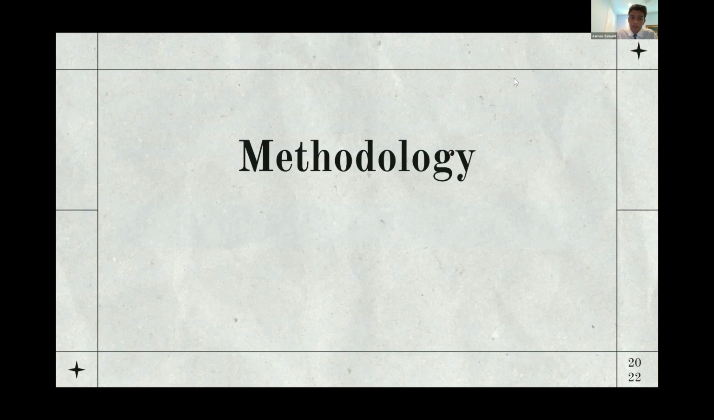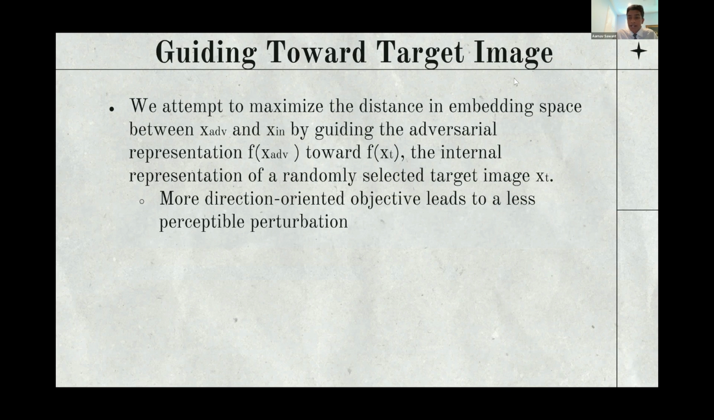So now let's move on to the methodology. Rather than trying to maximize the distance in embedding space between X_adv and our input image, we attempt to guide the adversarial image towards the internal representation of another, separate target image. In this case, we take a black image and try to minimize the mean squared error between the feature embedding of the black image and the feature embedding of whatever our input image is, as we find that this direction-oriented objective leads to a less perceptible perturbation.